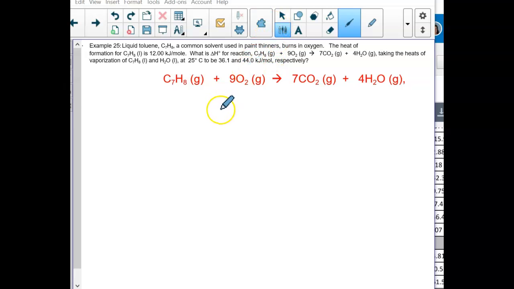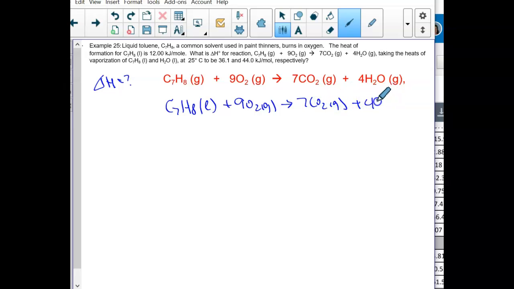Okay, this problem is going to combine two things, what we just learned in Hess's law. Okay, so let me show you what I mean. This is what we're trying to, based on this problem, notice I have gas, gas, gas, and gas. This is what I'm trying to find delta H for. Okay? What we know is that the heat of formation of C7H8 liquid, or really this probably should say heat of combustion, would be C7H8 liquid plus 9 oxygen gas going to 7 CO2 gas plus 4 H2O liquid.